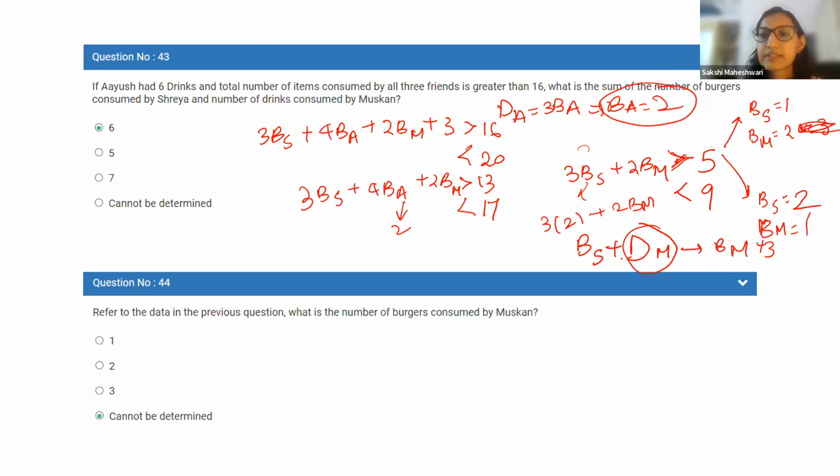So, in both the cases, what we had to calculate was BS plus BM plus 3. In either way, I get BS plus BM as 3. And 3 plus 3, 6. So the answer to this question would be 6. You got my point, right? Anyone here who had difficulty, or is it okay?